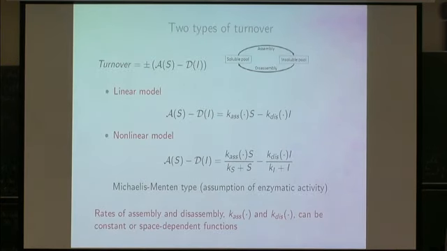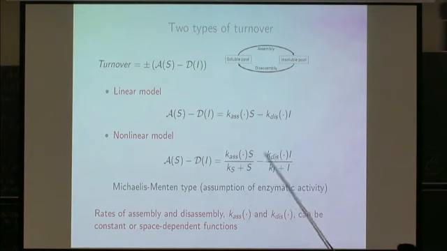Now for the turnover. We have a very macroscopic model. At the beginning, we assume just a linear exchange between the soluble and the insoluble pool. So we have just some proportional rate: the assembly is proportional to the soluble pool, and the disassembly is proportional to the insoluble pool. We also assume a second turnover option, a nonlinear one.